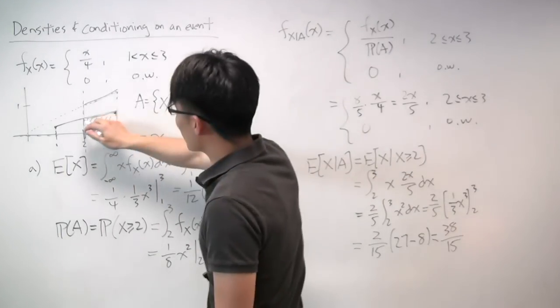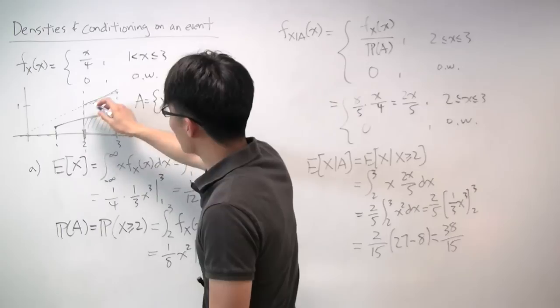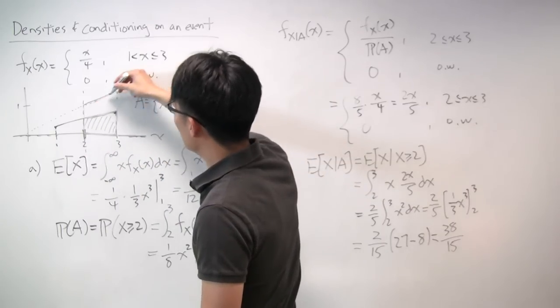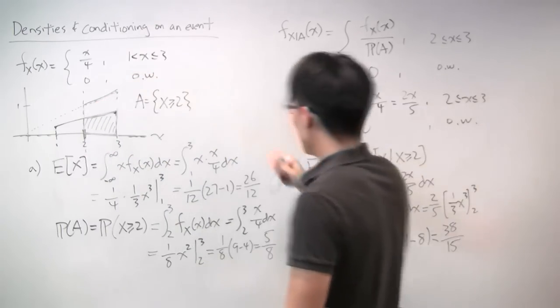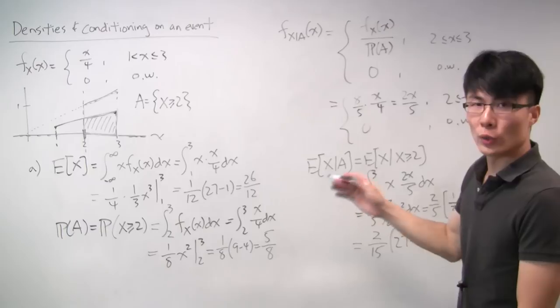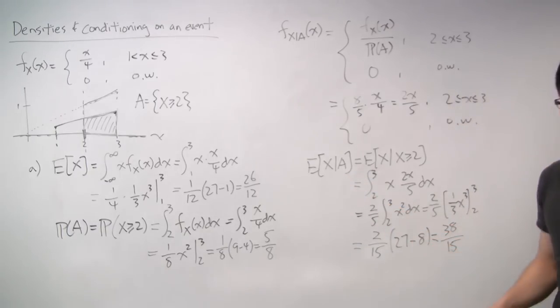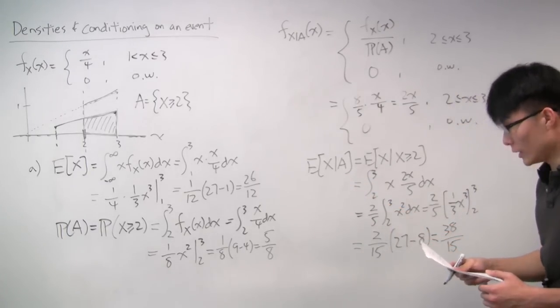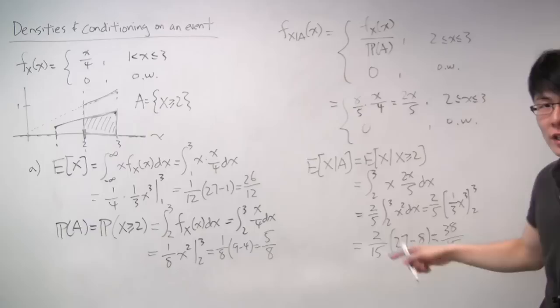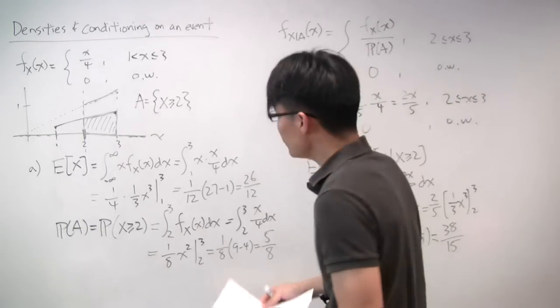But because just like before in the unconditional world, in the conditional world we still have the case that it's skewed more towards 3. So because of that, it's a little bit more than 2.5. So it's actually 38 over 15. 38/15, which we can, again, just do a quick sanity check to make sure that our answer makes sense.